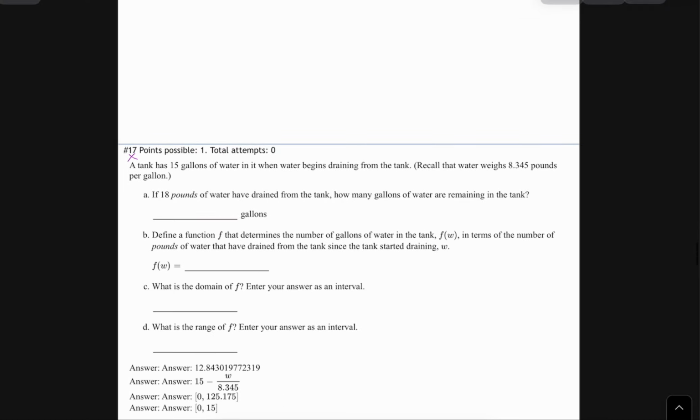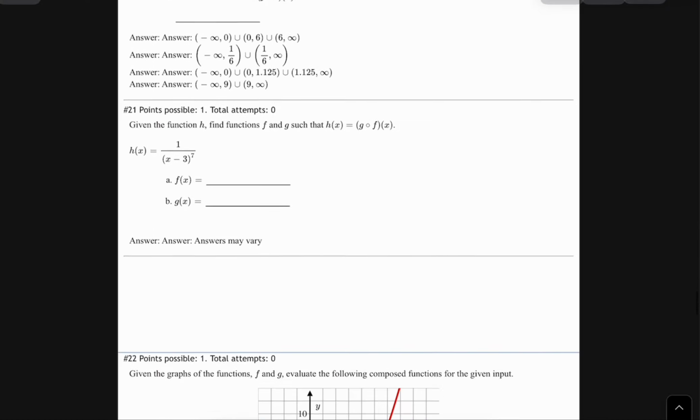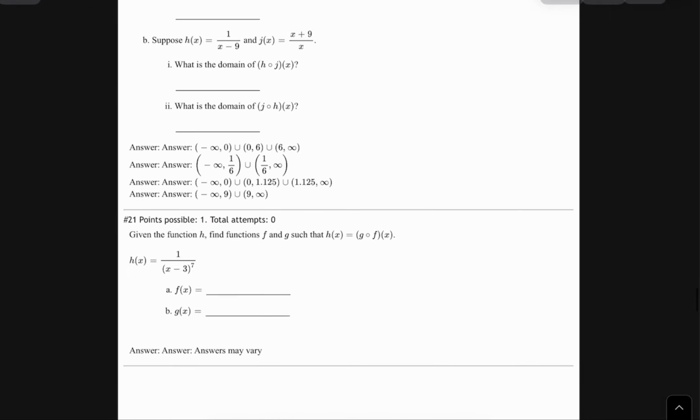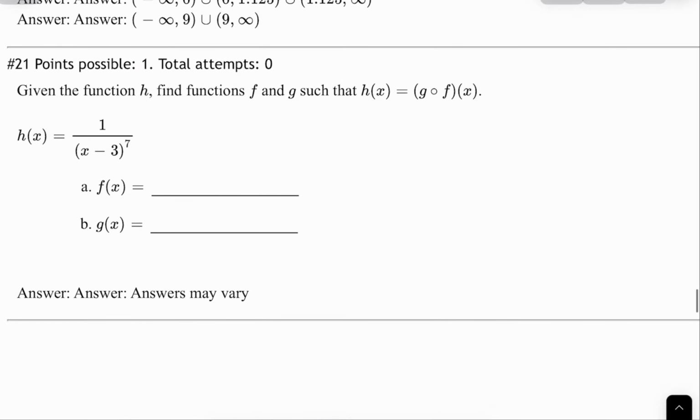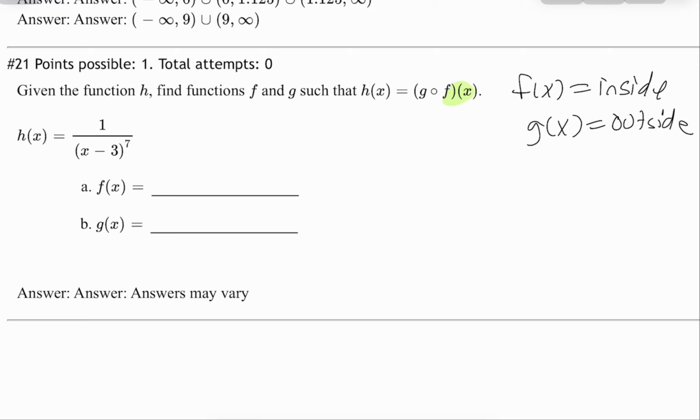We're going to skip 16, 17, 18, 20, 19. Did we do 19? Yep, 19 and 20. Skip all the way down to problem 21. It says we have some function h. It started out being function f and g. Please note, whatever function's closest to the x, f of x is your inside function. G of x is the outside function. So I always go that what's inside, what's outside. Our inside function is that simple thing inside, in this case x minus 3.